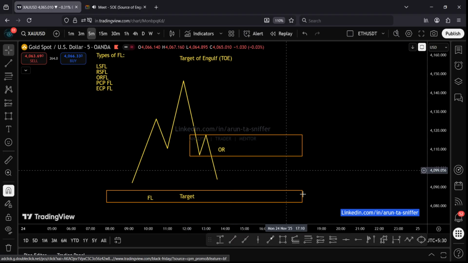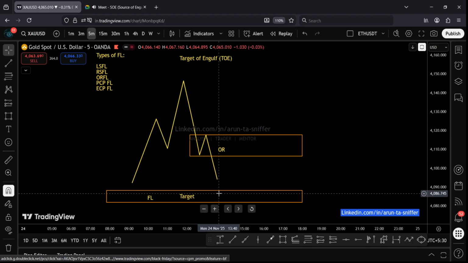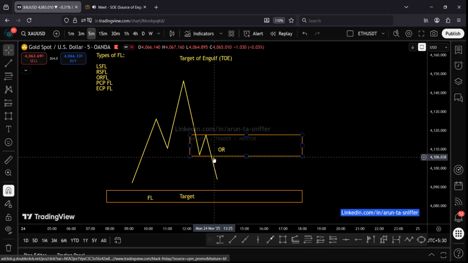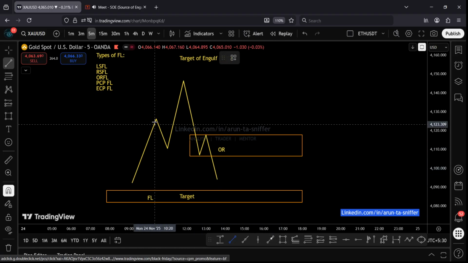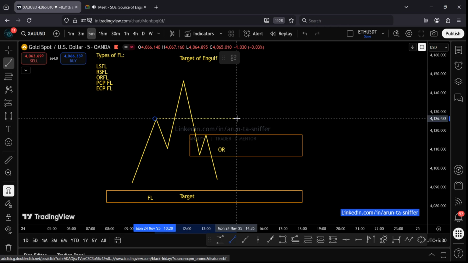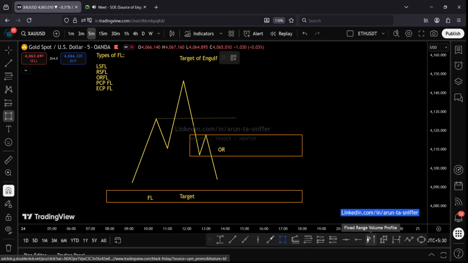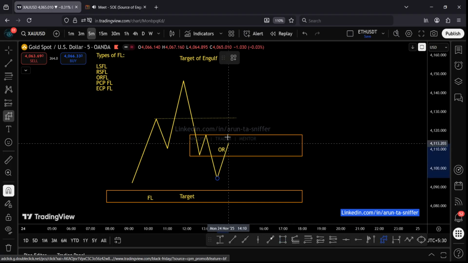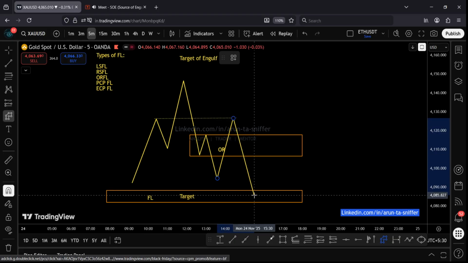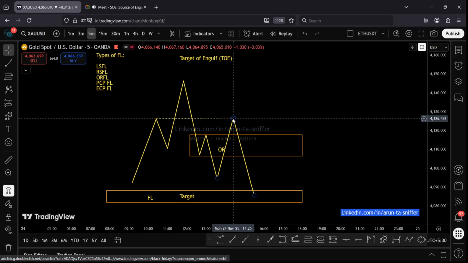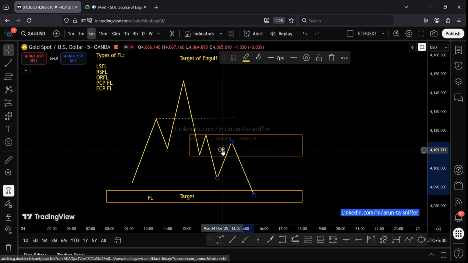So what happens if the OR could not send price to the target after becoming the OR? If this could not send price to the target, what will happen? The price will go back to the LS area. This will be our LS area. Price will go back to our LS area like this, and then comes back to the target. But if it was able to send the price from this zone, this will be our ORFL.